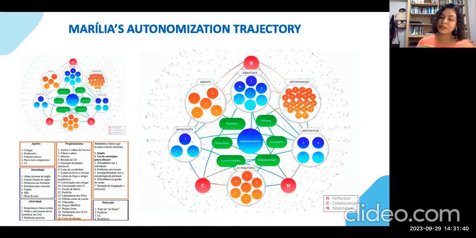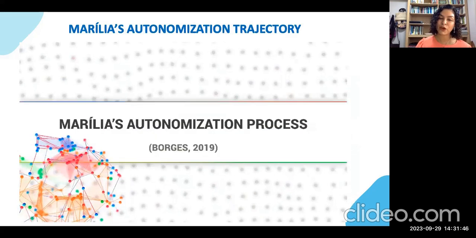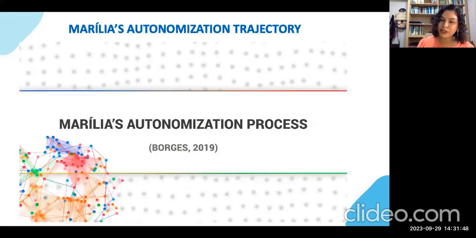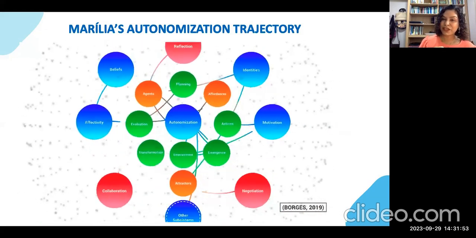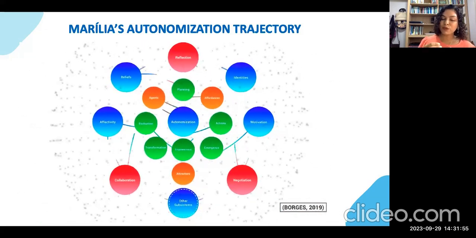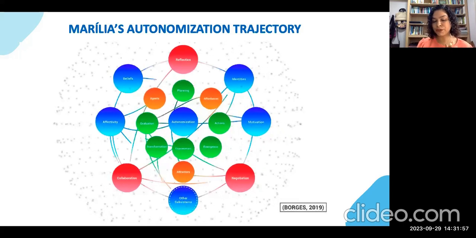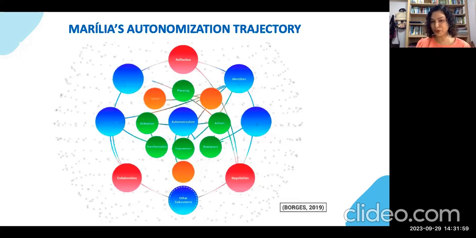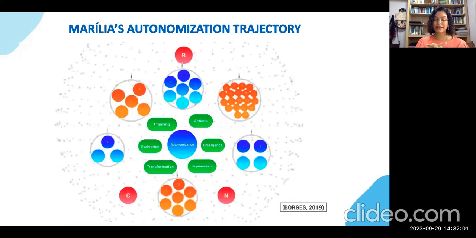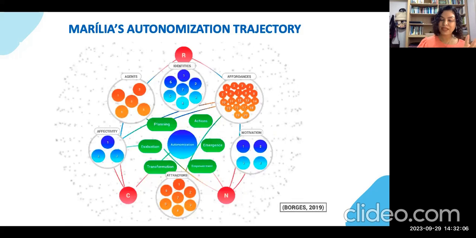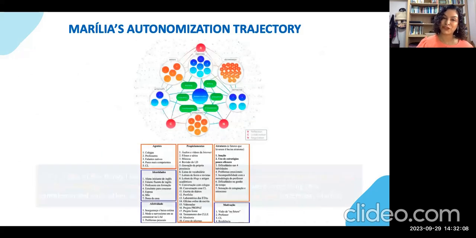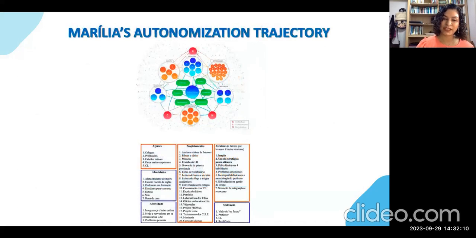In the second moment of the analysis, I interpreted the participants' autonomization trajectories according to the CDMA model, and this is a graphic representation of Marilia's autonomization system. And to conclude this discussion of the data analysis, I would like to bring only two excerpts of Marilia's final interview when she reflects on her own autonomy along the course. So she mentions in the interview, sorry.